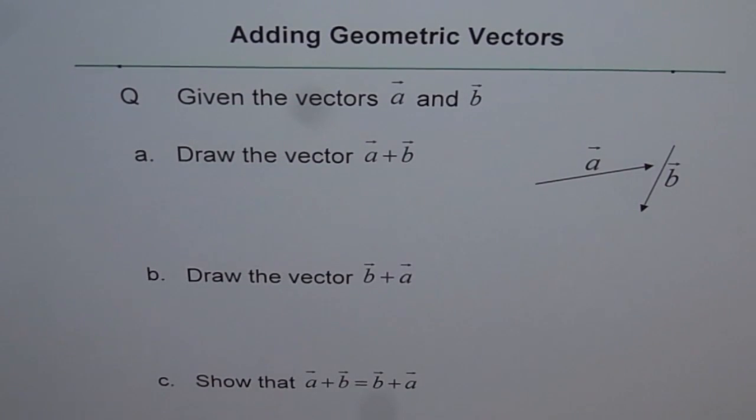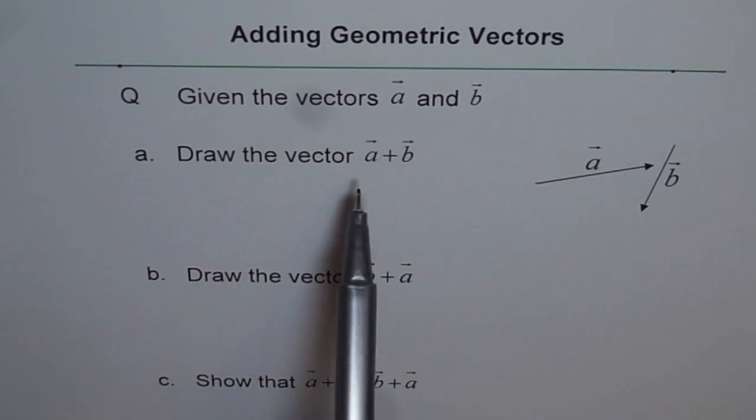Here is an example to demonstrate how the geometric vectors can be added. And we will use triangle law of vector addition, which we learned in the last video, to do vector addition. So here we are given two vectors A and B. So given vectors A and B, and we need to find these three things.